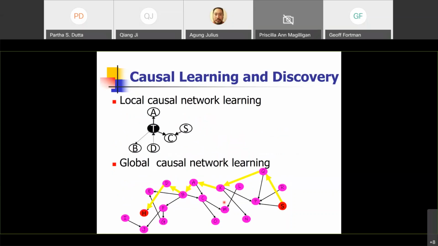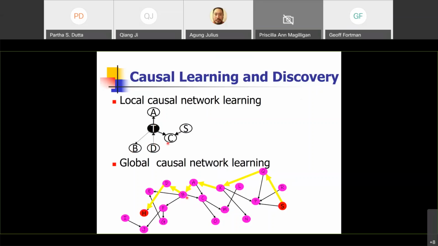The final area in machine learning is causal learning and discovery. This is also a very important research direction, because most current machine learning is correlation based. We have done some work in local causal network learning. For example, given a target variable, we are able to identify the effects and the causes of this target variable by learning this local causal network.